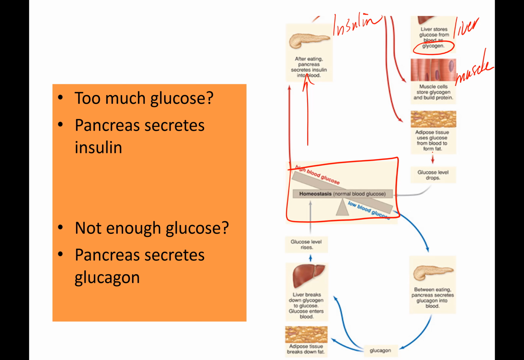And then the bad news is that we also store some of that in adipose tissue, which we know is fat. So that's going to be excess. On the other hand, if we're in between meals or maybe you've been fasting, glucagon is the one that's going to take that stored glycogen out of the liver and the muscle cells and put it back as glucose into the bloodstream. And again, this is the good news: some of that will be broken down and released, so it's not stored as fat.